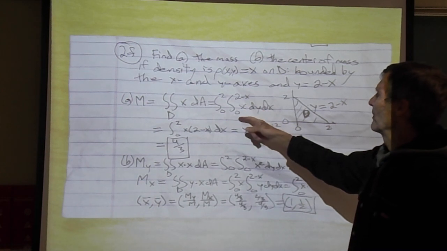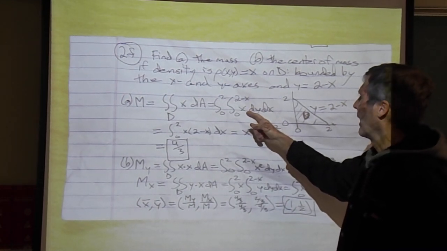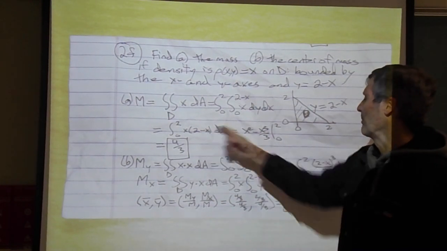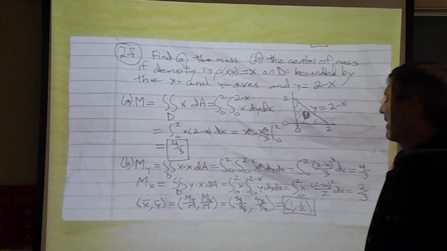Well, integrate x from, you get xy, evaluated at 2 minus x and 0 gives you x times 2 minus x. This is a simple integral that comes out to be 4/3. Now, that's the mass.